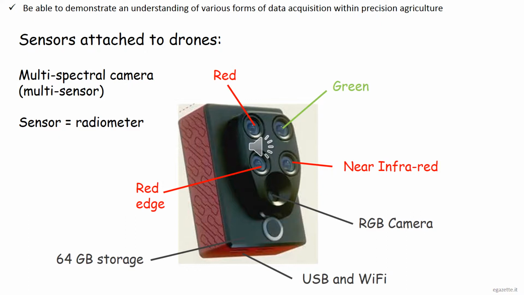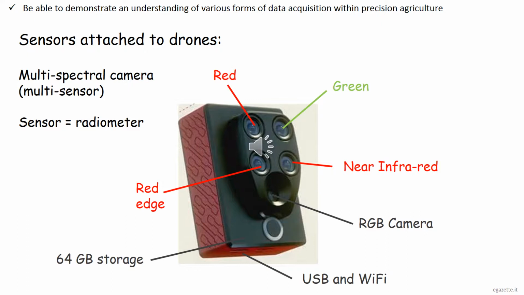So this slide is showing us a multispectral camera which has multiple sensors on it. Each of these sensors is called a radiometer. The radiometer is measuring the reflectance from objects as sensed by the camera.